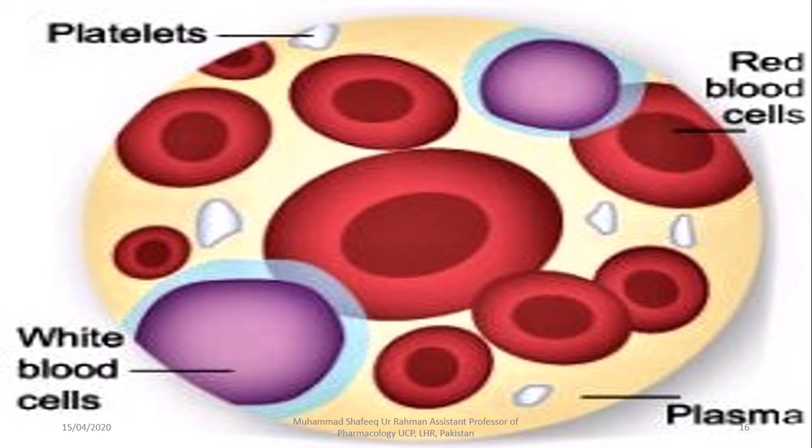The first type of blood cell is called erythrocytes. These are also known as red blood cells. The second one is the leukocytes, which are also known as the white blood cells. The third one is the thrombocytes, which are also known as the platelets.